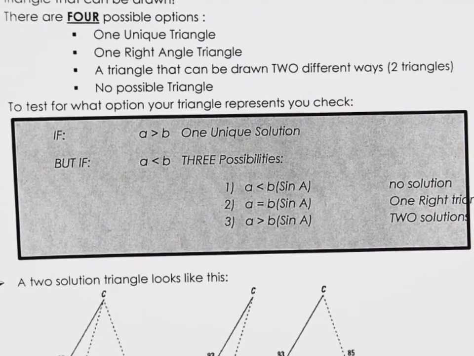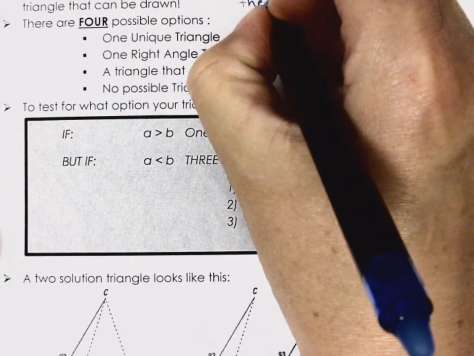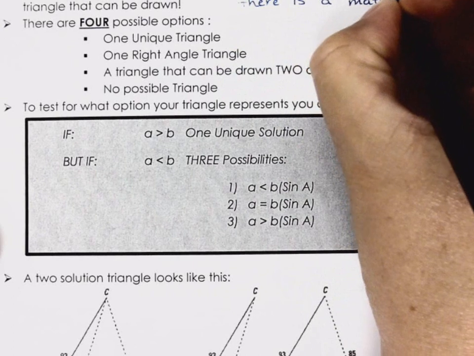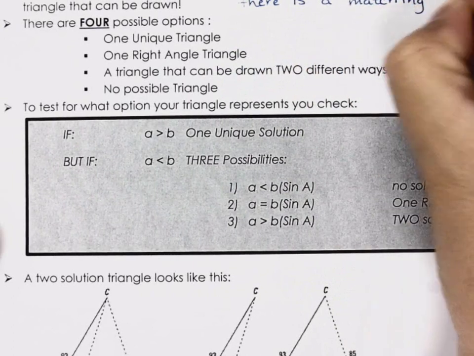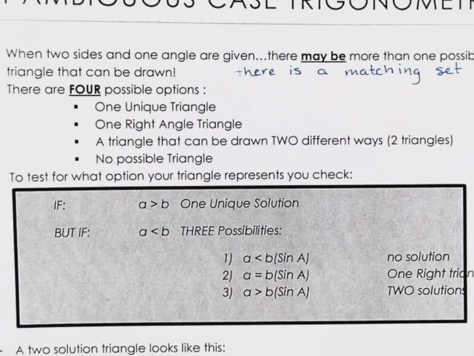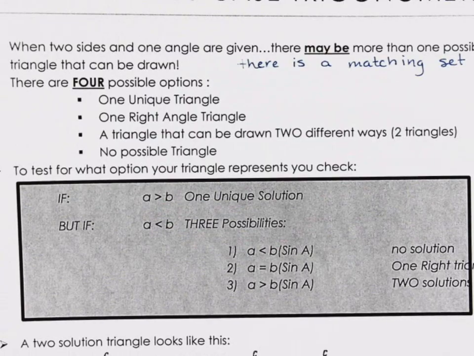So if I give you two sides and one angle, and you have a matching set, and we all remember what a matching set is? Right? That's a side and an angle that are across from each other. There are four possible options. One unique triangle. That's like the pretty picture. Easy peasy. That's like 2.3.